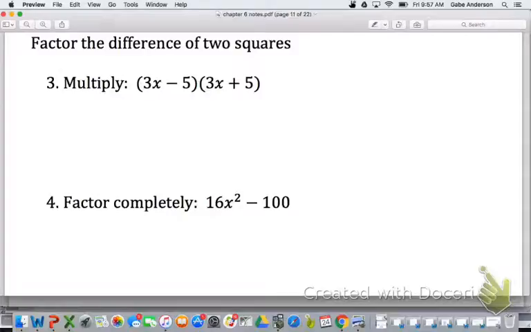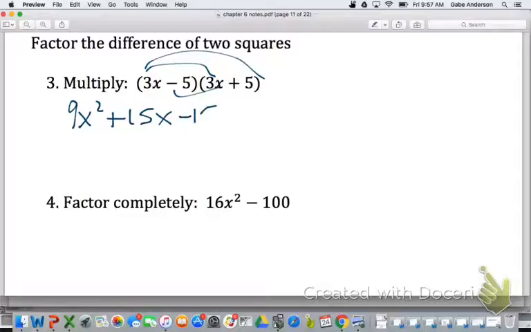So Danny, when you did your firsts, what did you get? I got 9x squared. All right, so 9x squared for your firsts. I agree. Avery, how about your outers? 15x. Yeah. Agreed. Ellie, how about your inners? What'd you get? I messed it up. Christiana, what'd you get for your inners? My inners, I got negative 15x. And for your last, you got negative 25.